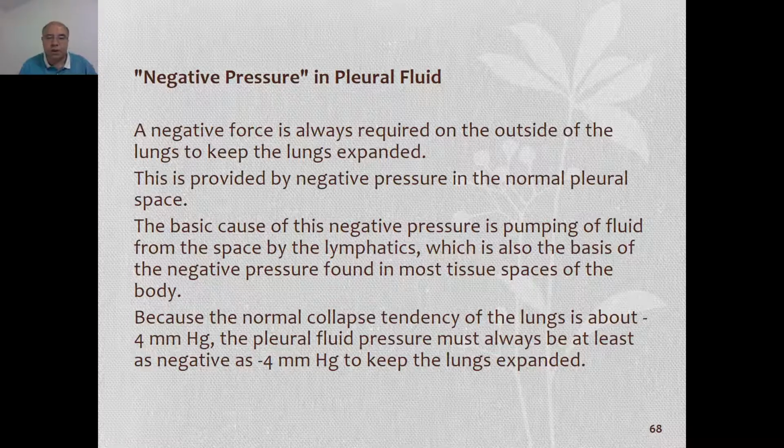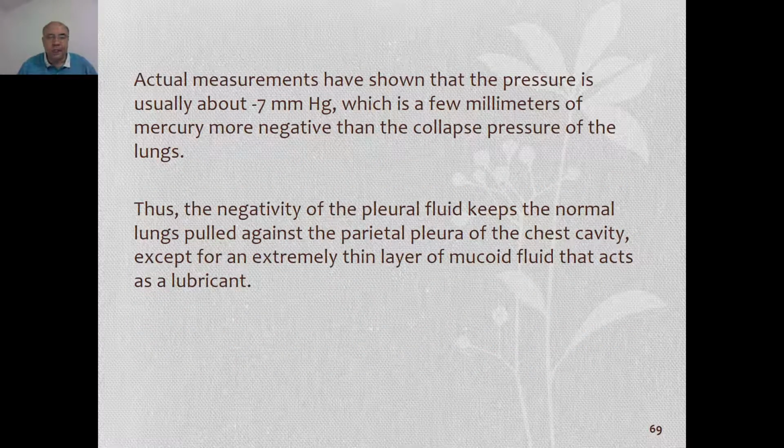Because the normal collapse tendency of the lungs is about 4 mm mercury, the pleural fluid pressure must always be at least as negative as minus 4 mm mercury to keep the lungs expanded. Actual measurements have shown that the pressure is usually about minus 7 mm mercury, which is a few millimeters of mercury more negative than the collapse pressure of the lungs.